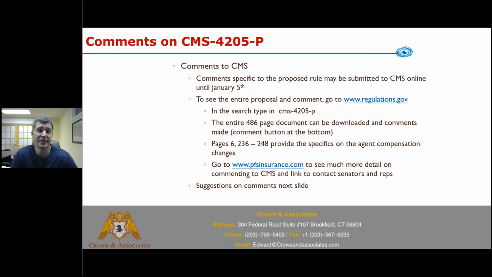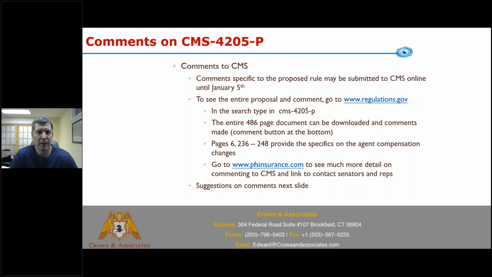So how do you send comments in? Well, you can send comments specific to this proposed rule to CMS online until January 5th. First of all, if you want to see the proposal, you can also comment there. You would go to regulations.gov. So regulations.gov is the government website that holds the proposal, and holds the link to the comments as well. When you go to regulations.gov, this proposal won't come up on the popular proposals. Maybe it does now, I haven't checked in a couple days.